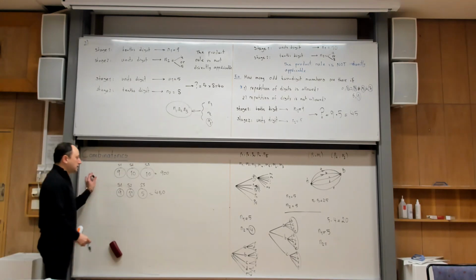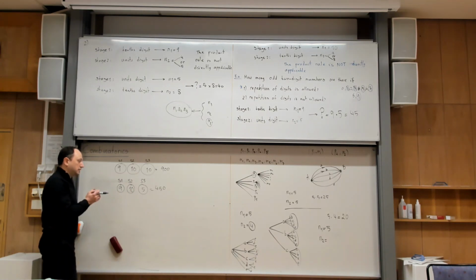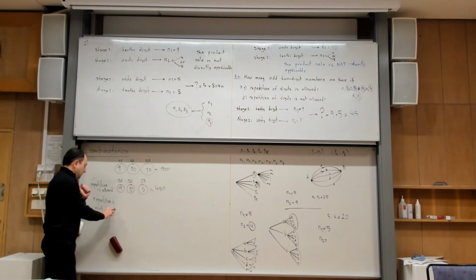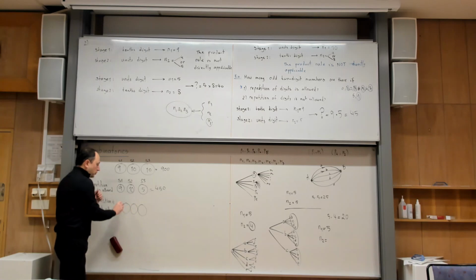Now let me ask you the same question. How many 3-digit odd numbers are there, but the repetition is not allowed this time? So repetition is allowed. So now let us assume that repetition is not allowed. Okay, let us see if we can solve it now or we have to postpone it.